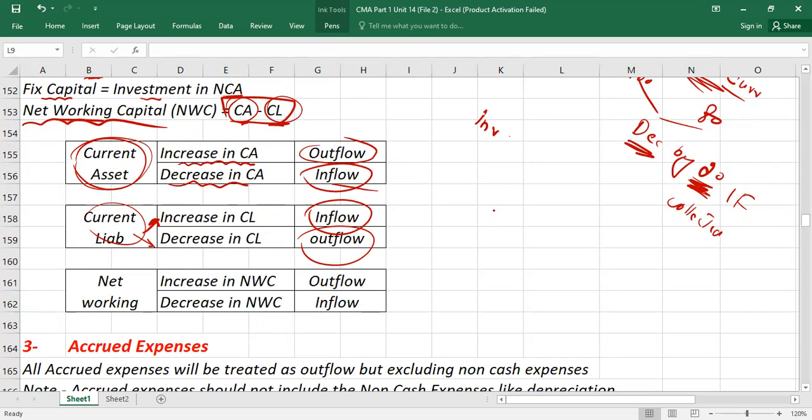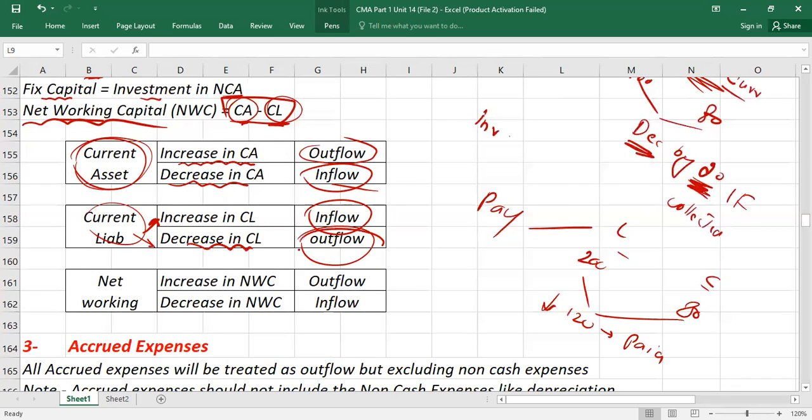For example, payables. Let's assume this is your last year, this is your current year. Last year payable was 200. This year payable is 80. It means payable has decreased by 120. Why decreased? Because you have paid. That is why a decrease in current liability is treated as an outflow, and an increase in current liability is treated as an inflow. Why? Because it's an inflow of resources. That is why your current liability has increased.